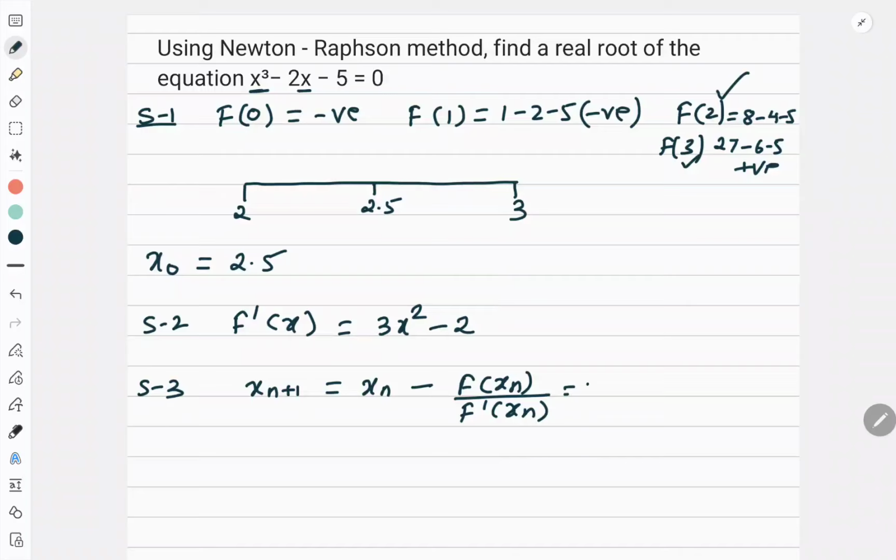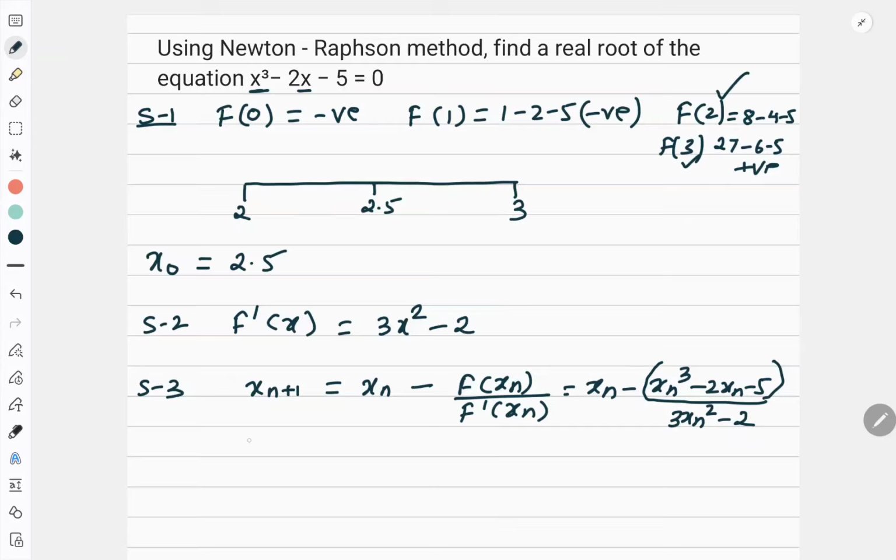Okay. So this is equal to xn minus, what is f of xn? F of xn means question. So xn cube minus 2xn minus 5. Now here all of you pay attention. Please put the bracket. Otherwise you will do a mistake. Because this f dash xn is below this only. So 3xn square minus 2.